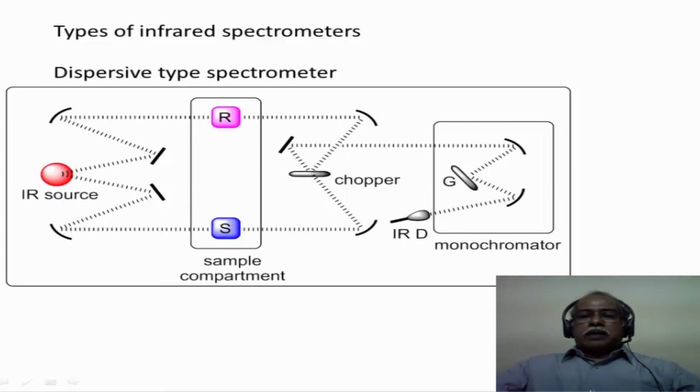Now let us come to some understanding of the basic layout of an infrared spectrometer. There are two types of spectrometers available, just like we have two types of NMR spectrometer, the continuous wave NMR spectrometer and the FT NMR spectrometer. This is the continuous wave equivalent of the infrared spectrometer, called the dispersive type spectrometer. Essentially what you have is an infrared source, which is a glow bar or a heated coil, which produces thermal energy, which is the infrared energy, and there are mirrors kept to reflect the infrared radiation.